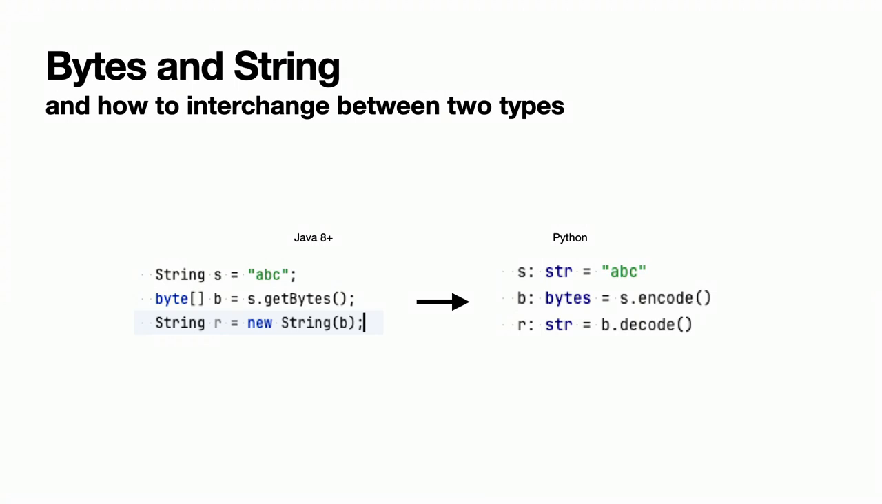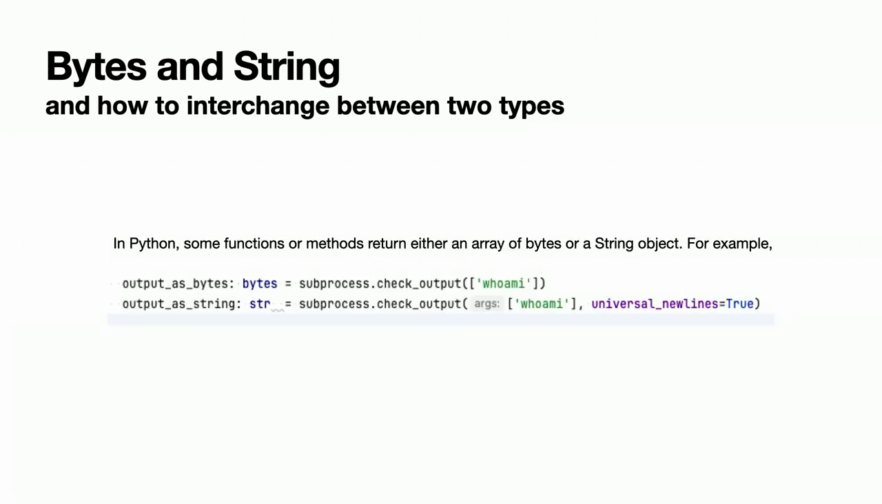But this one also provides you the decode method, where you can decode the byte array into a string. So it might break your brain a little bit if you're coming from Java and wondering how am I going to switch between converting the byte array and the string. It's just a different terminology, but it's also pretty simple. You can do that almost one to one.